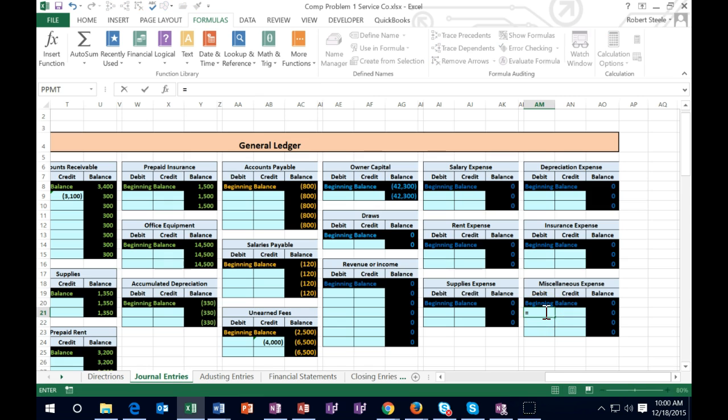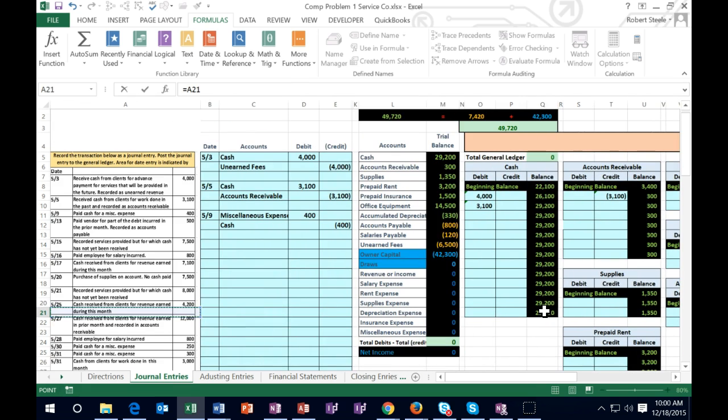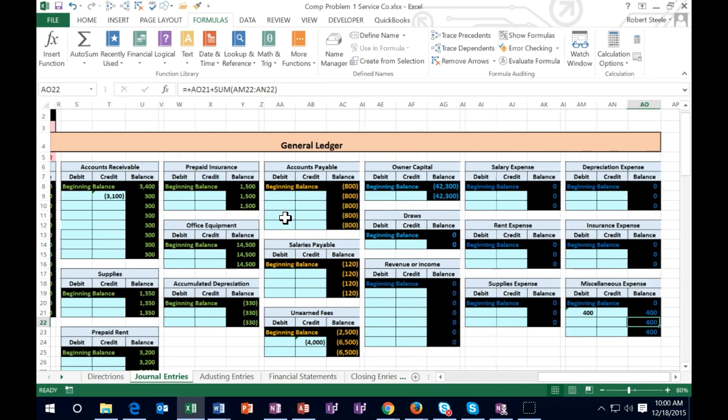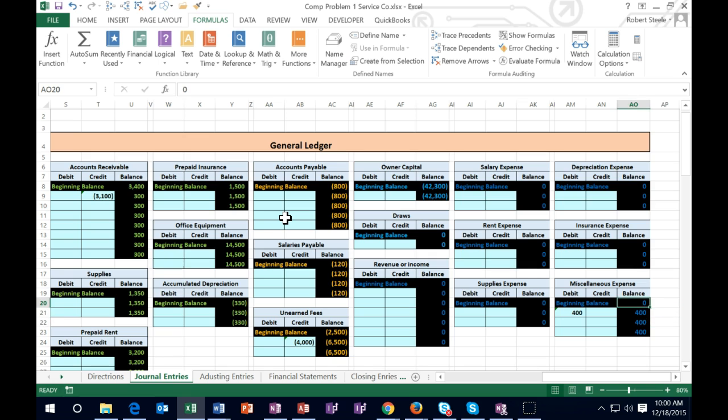I'm going to say equals, and I'm going to hold down the left arrow. I'm going to hold it down until I just hit the wall over here. And then I'm going to go find that 400 debit. We're recording this 400 for miscellaneous expense in the general ledger for miscellaneous expense. I'm going to hit enter. And that puts me back over here. And we went from 0 up in the debit direction to 400.